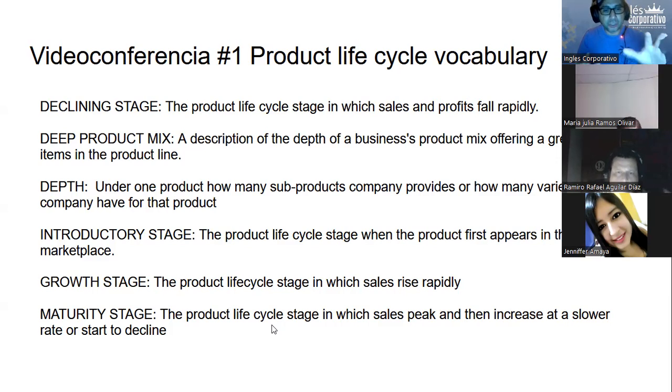So you can see here the three stages, okay? The introductory stage is when you launch the product to the public. The growth stage is when everybody says, oh, this is a very good product, I want that product, and everybody wants to buy that one. The maturity stage is when everybody has the product, so sales stop and maybe decline. So those are the different stages. Do you have any question on this slide? Pregunta, dudas? Any questions?